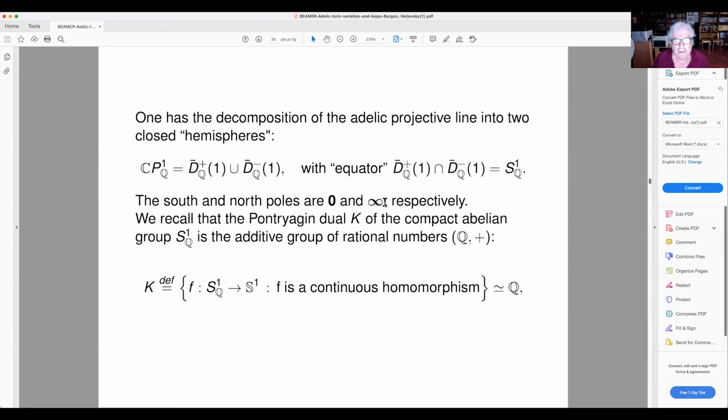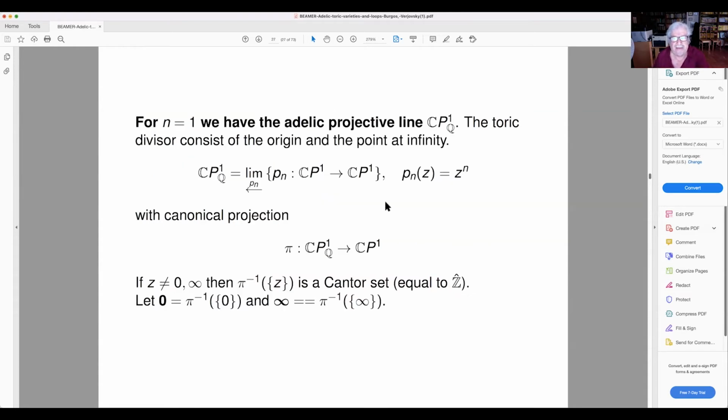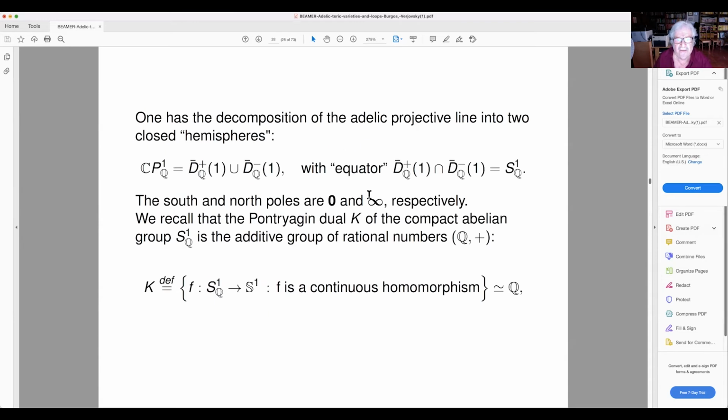And therefore, you see this beautiful thing. I call this inverse limit the adelic projective line. This inverse limit here is the adelic projective line. And topologically it is the cone over the one-dimensional solenoid. And it's divided into solenoidal equators, which are the inverse image of the unit disk and the inverse image of the complement of the unit disk. And so you have the Pontryagin dual of, as I told you, S1 is the Pontryagin dual of the solenoid is Q.